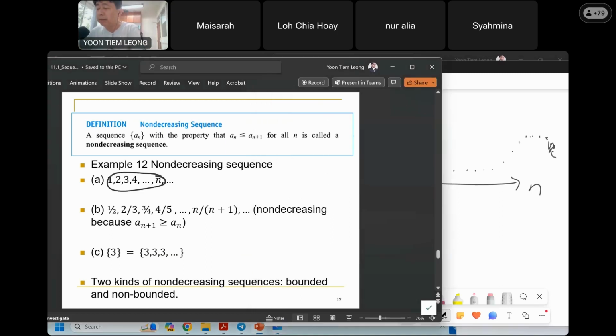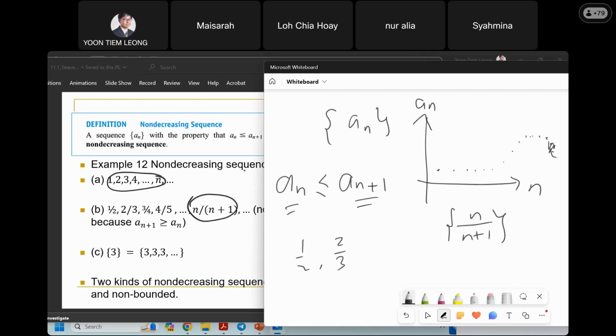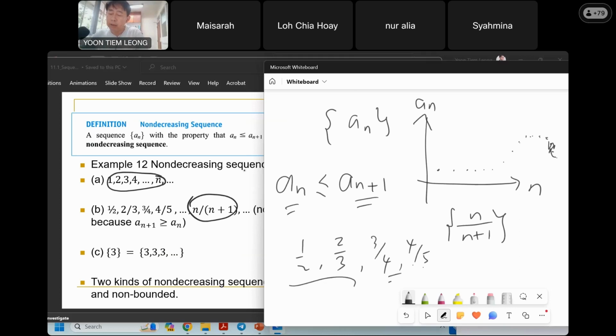For example, this is a very typical non-decreasing sequence. The next term in the sequence is always larger than the term before it. We also have this kind of sequence. This is also a sequence. n over n plus 1 is also a non-decreasing sequence because the first term is a half. The second term is 2 over 3, which is larger than a half. Then the next term after 2 over 3 is 3 over 4, which is slightly larger than 2 over 3. The next term is 4 over 5, which is also larger than the term before it. So this is another example of a non-decreasing sequence.